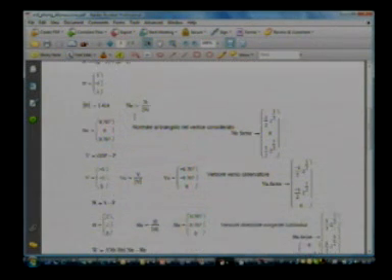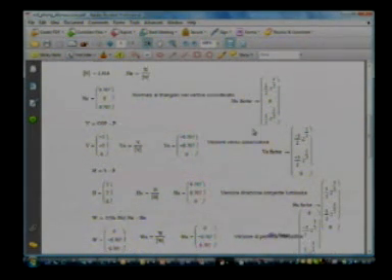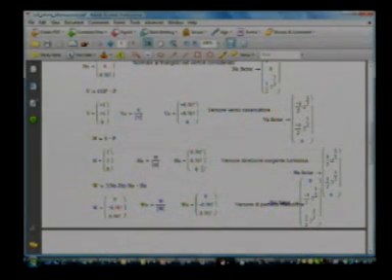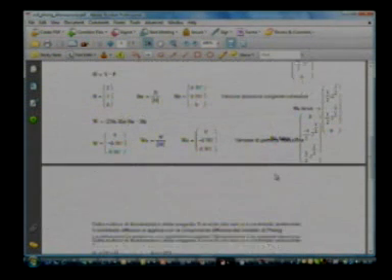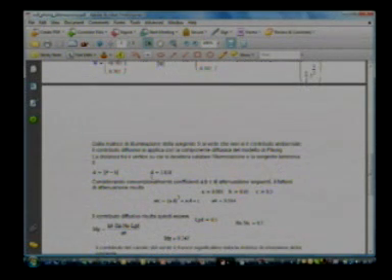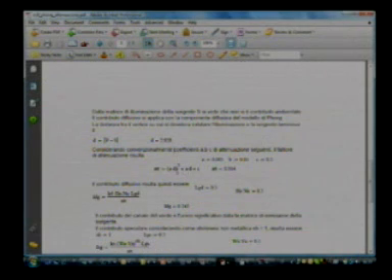So you calculate the normal, you factorize the normal. You calculate the viewer, you factorize the viewer. You calculate the direction of the light source, you factorize the direction of the light source. You calculate the reflection, you factorize the reflection. Then you have to calculate the distance between the source and the point.